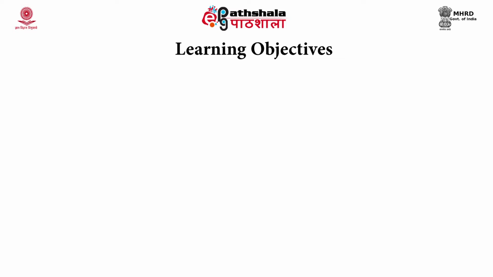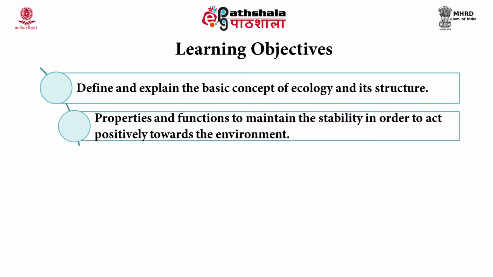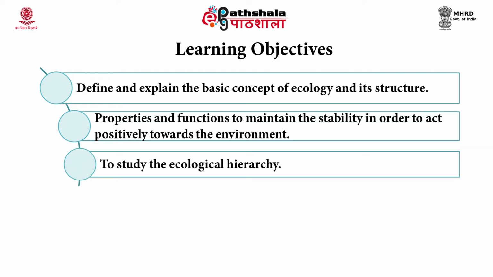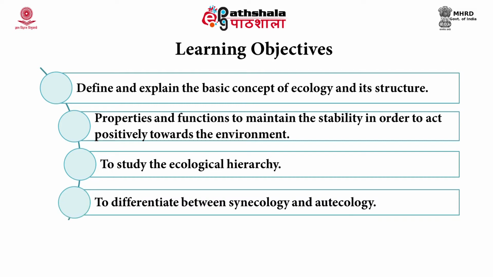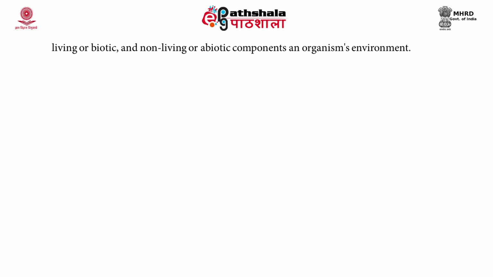Learning outcomes. After reading this chapter, you will be able to understand, define and explain the basic concept of ecology and its structure, the properties and functions to maintain the stability in order to act positively towards the environment, to study the ecological hierarchy, to differentiate between Synecology and Autecology, and to understand the concept of ecosystem and the various types of habitats. An organism's environment is made up of living or biotic and non-living or abiotic components.